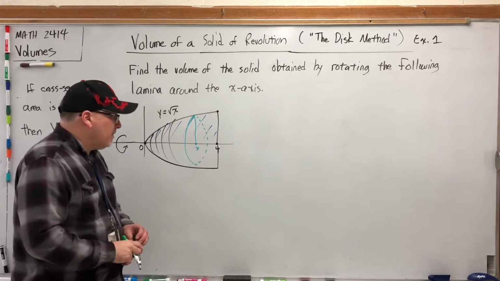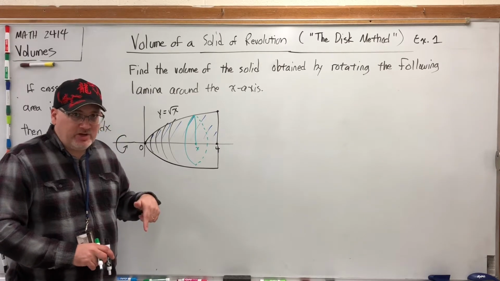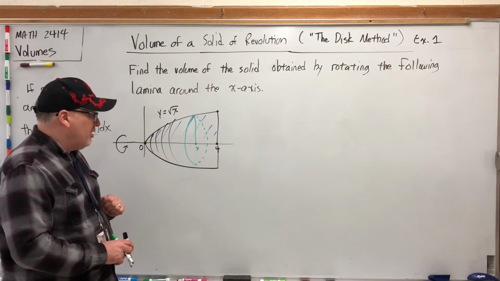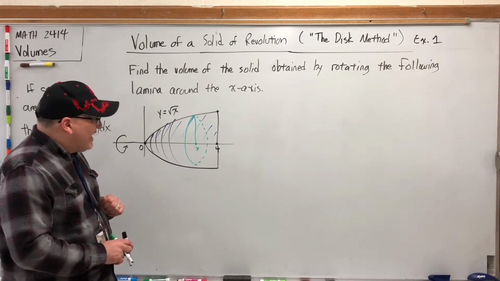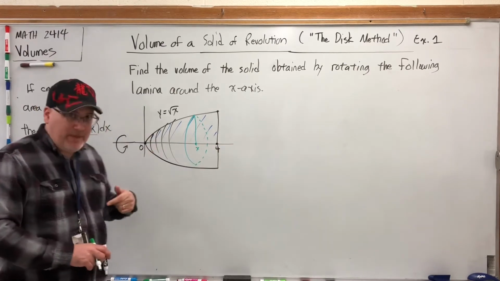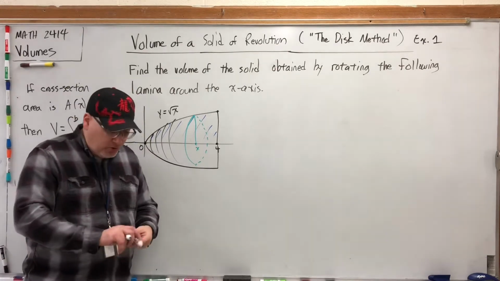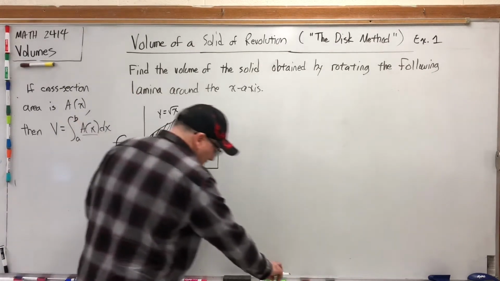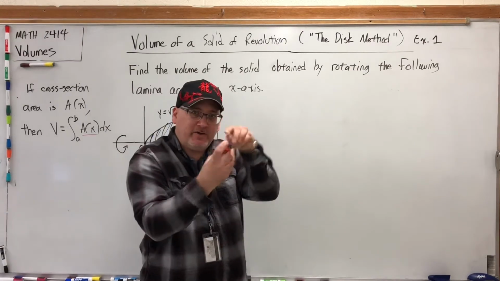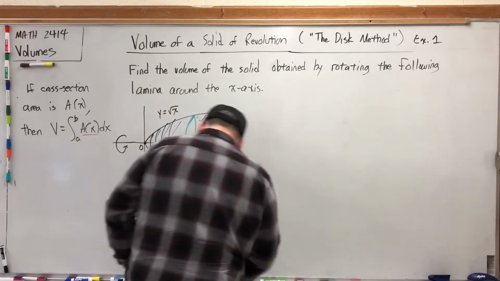Well, it's pretty easy. If you have a lamina that is adjacent to its axis of rotation, another way of saying it is, if you have a lamina where the axis of rotation is one of its boundaries, in this case the x-axis is one of its boundaries, and you rotate it, that cross-section will always be a circle. It's kind of like taking, if you can imagine this being on a record player and spinning it around, it would trace out a circle. Not doing a very good job of it right now. So we're going to get a circle.